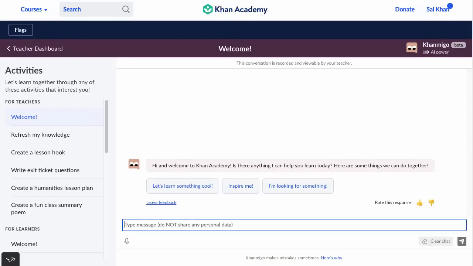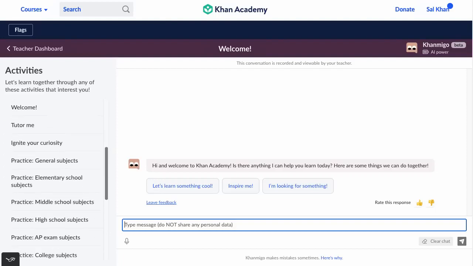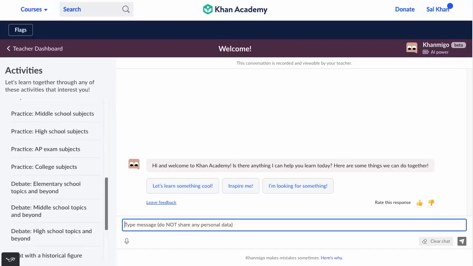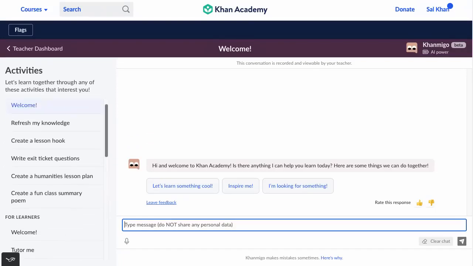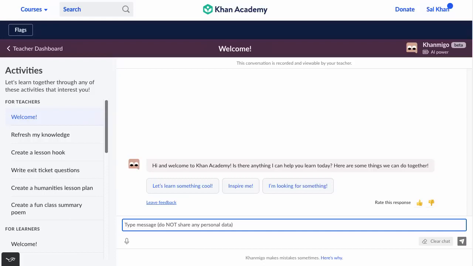some of which I think would have looked like science fiction even a few months ago. So I'm logged in right now as a teacher, and you can see a couple of interesting things here. You can see activities for teachers, and you can also see activities for learners. And we already have a bunch, and we're going to be adding more in the weeks and months to come.